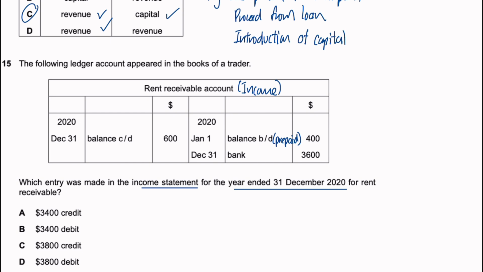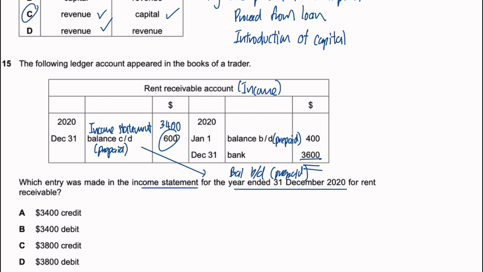Okay. Well, this one is a closing. Yeah, so this one's a closing, and then this is a prepaid. How do I know? Because again, if you bring down, this is the same. So this is also prepaid. This is why I know this one is a prepaid amount. Okay, so you just calculate, and then you'll get the income statement amount, which is 3,400. So basically you just add up 400 plus 3,600, and then you minus 600, then you get 3,400.